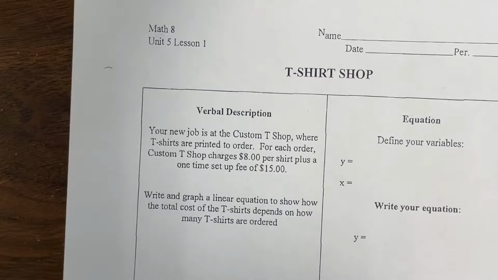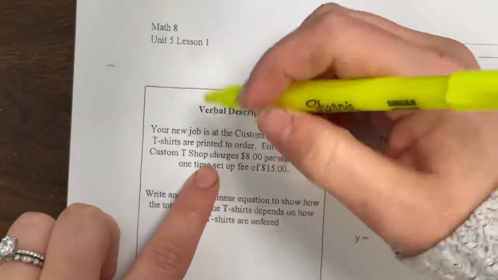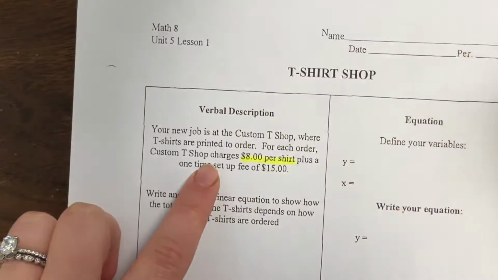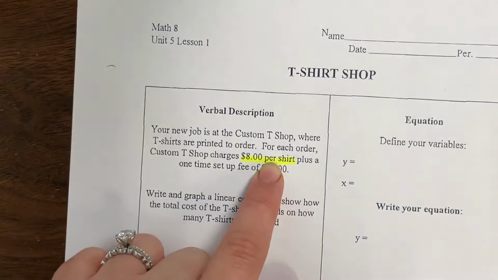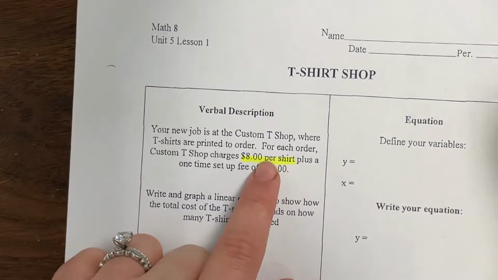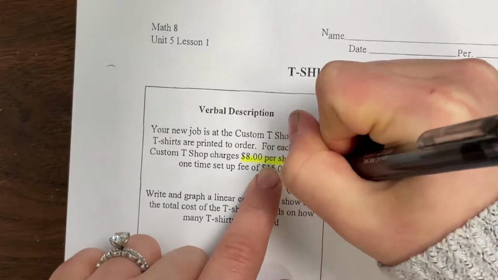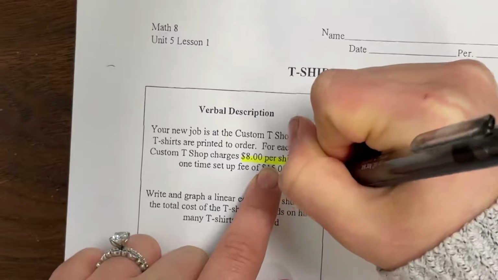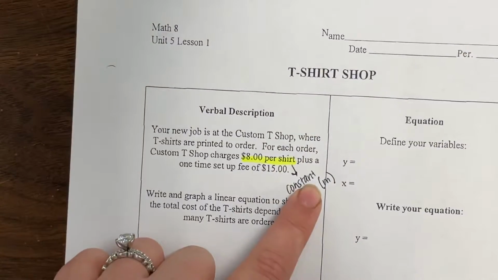Your new job at the custom t-shirt shop where t-shirts are printed to order. For each order, the shop charges $8 per shirt. Now I'm seeing that per shirt, and I'm remembering that every time I see per mile, per shirt, per hour, that is a constant rate. Okay, so that is the variable m, which always represents our slope.